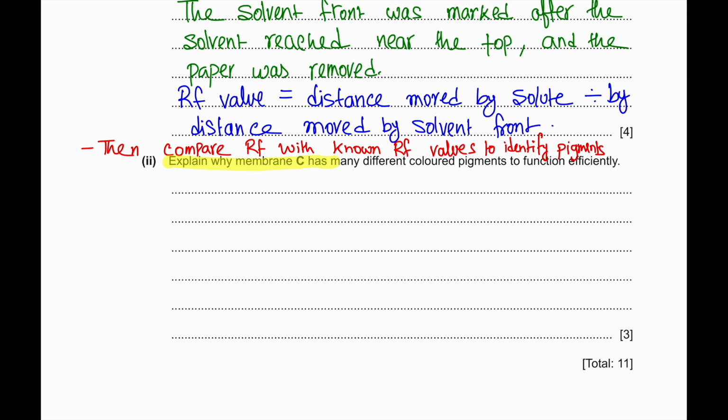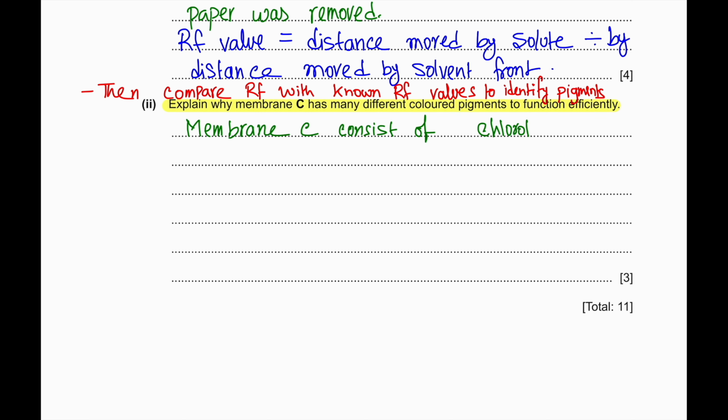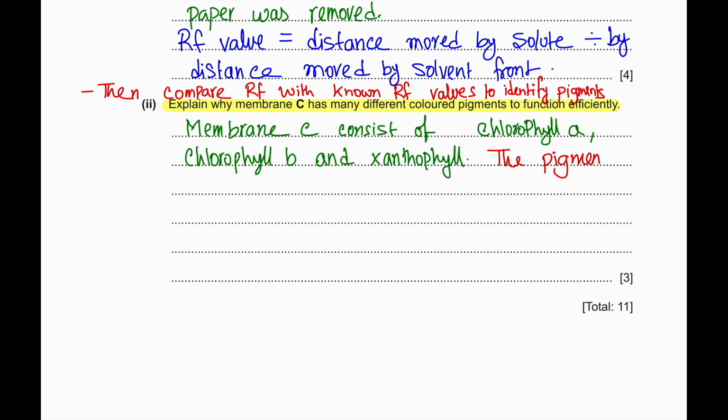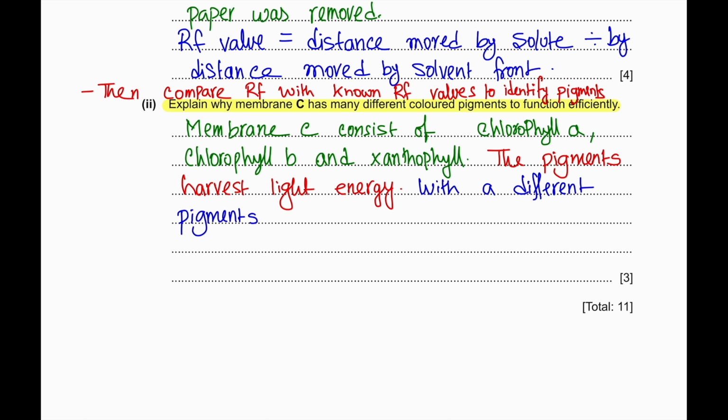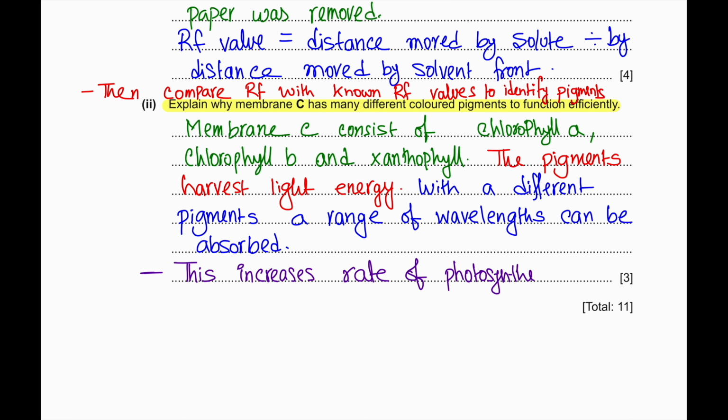Explain why membrane C has many different colored pigments to function efficiently. So we can write membrane C consists of chlorophyll a, chlorophyll b, xanthophyll. You can also include carotenes. The pigments harvest light energy. With different pigments, a range of wavelengths can be absorbed. This increases the rate of photosynthesis.